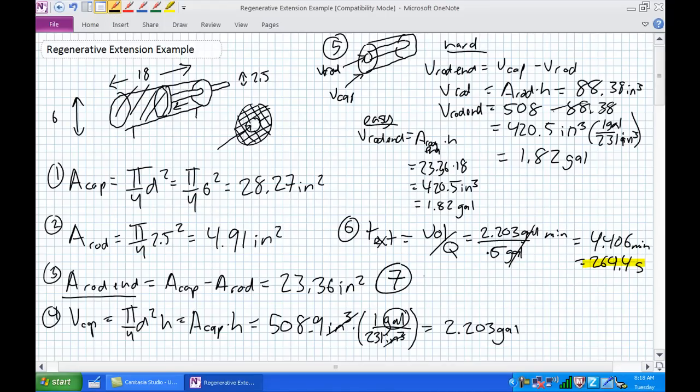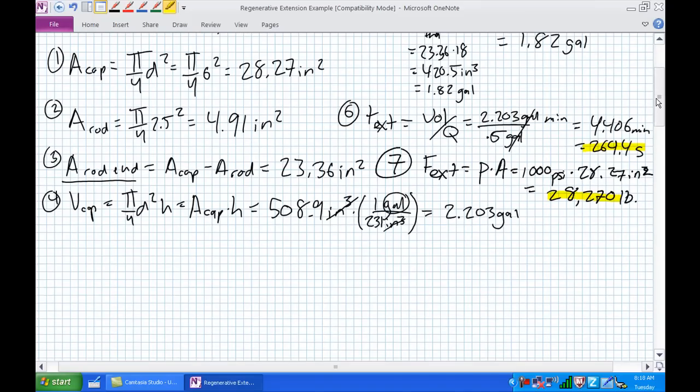While we're here, let's go ahead and figure out force at extension in normal extension mode. Okay, force at extension in normal mode. Force is equal to pressure times area. Let's say we have a pressure of 1,000 psi. So 1,000 pounds per square inch times our area of 28.27 inches squared. It's going to give us a force of extension of 28,270 pounds, sufficient amount of force. Okay, so we're going to have to go on to the next page here.